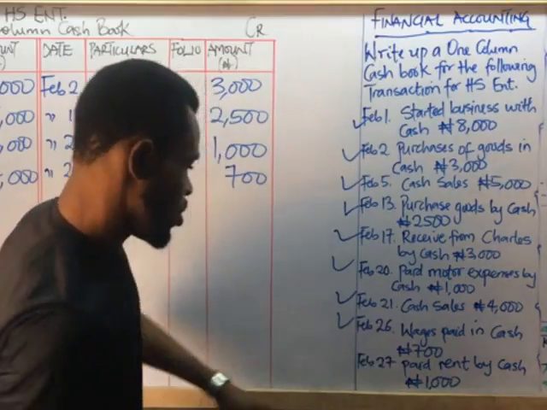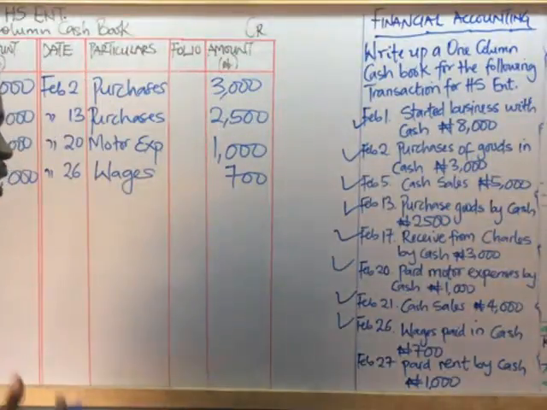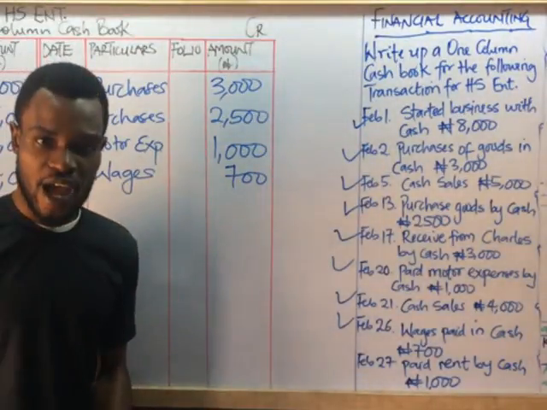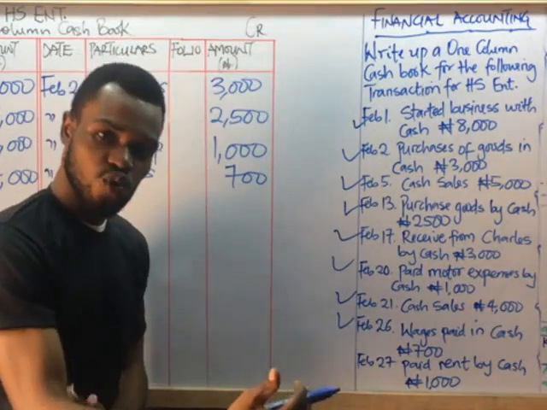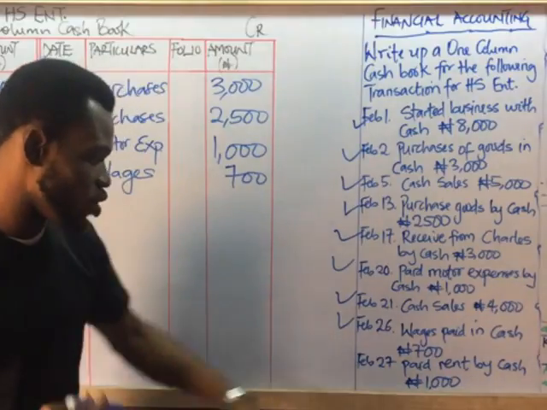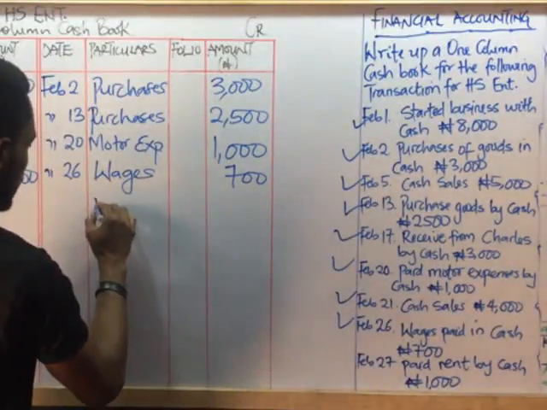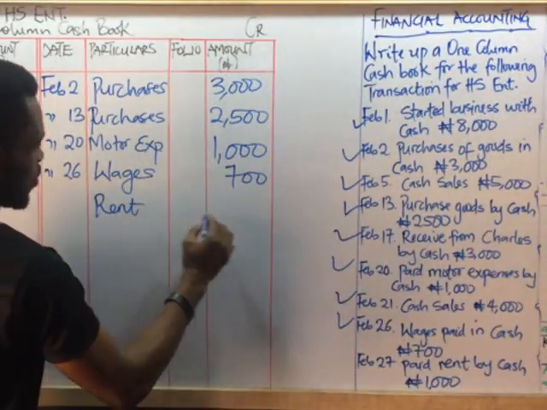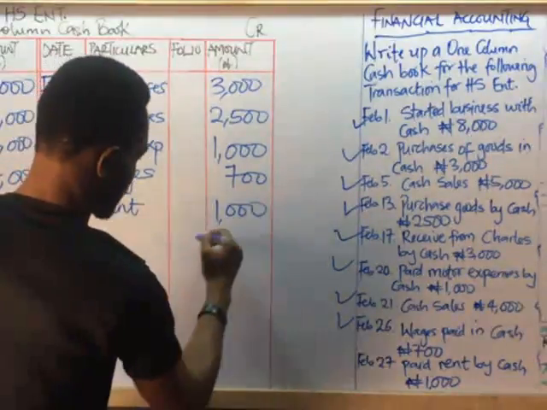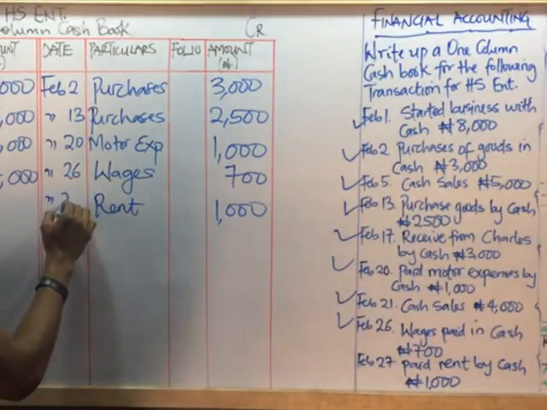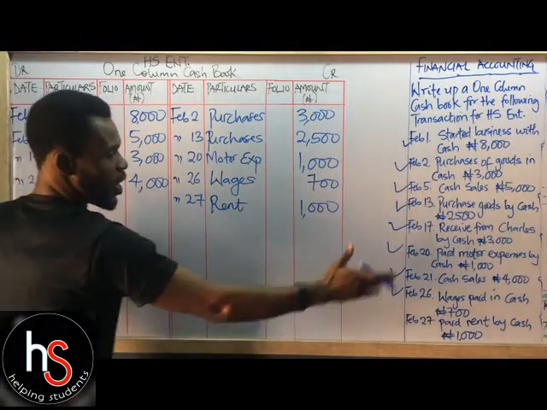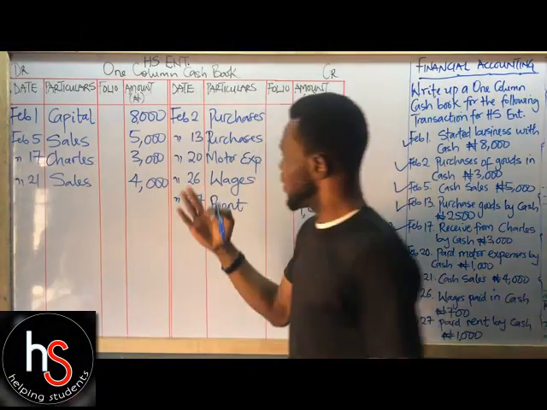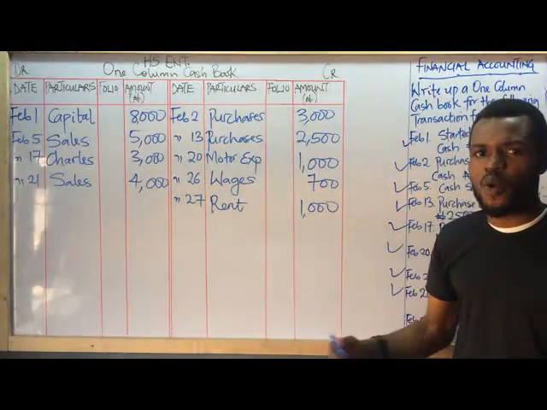Then the last one, we have February 27, paid rent by cash. You also made another expense. Something went out of you, you made an expense of how much? 1,000. So you paid for what? Rent. 1,000. What date? February 27. So with this, you can see that everything we have from this question has been entered into this transaction. And what is the next?